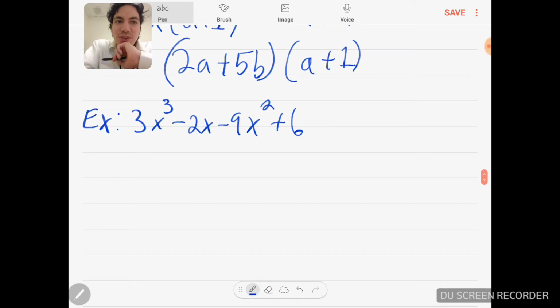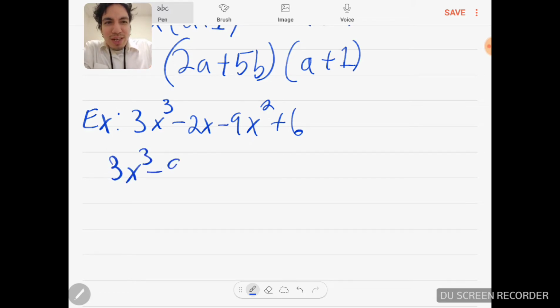So this one looks similar. So let's rewrite this. The thing is, this is not even written in descending order. Because if you notice, we have 3x to the third minus 2x. So there's not even a 2x squared, it's 2x minus 9x. So I say rewrite this in terms of the order of descending powers, or degrees in this case. So it'll be 3x to the third minus 9x squared minus 2x plus 6.